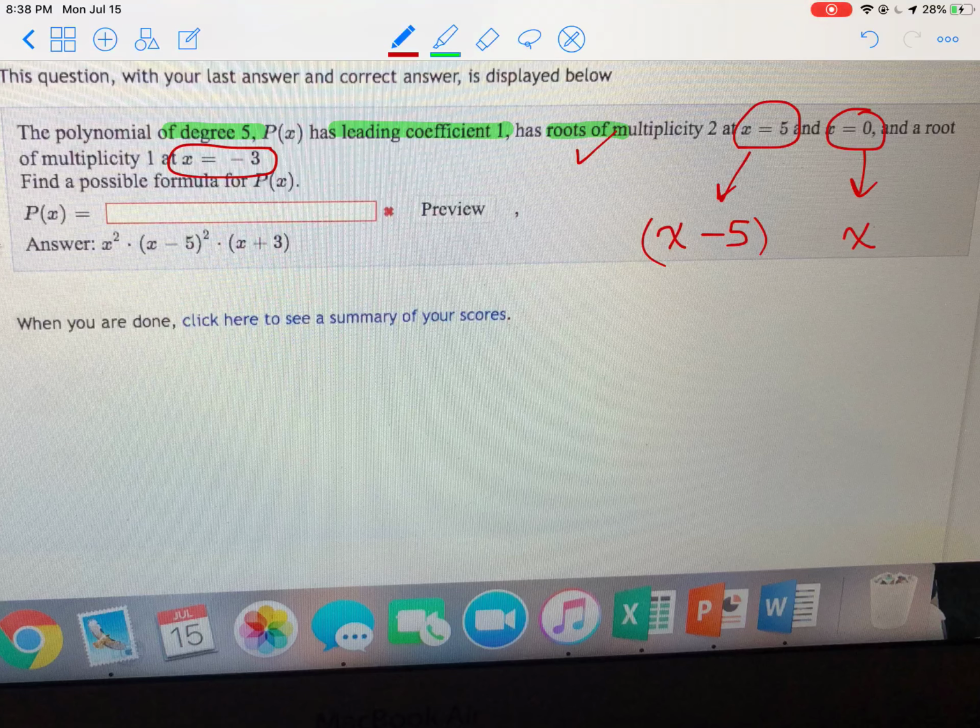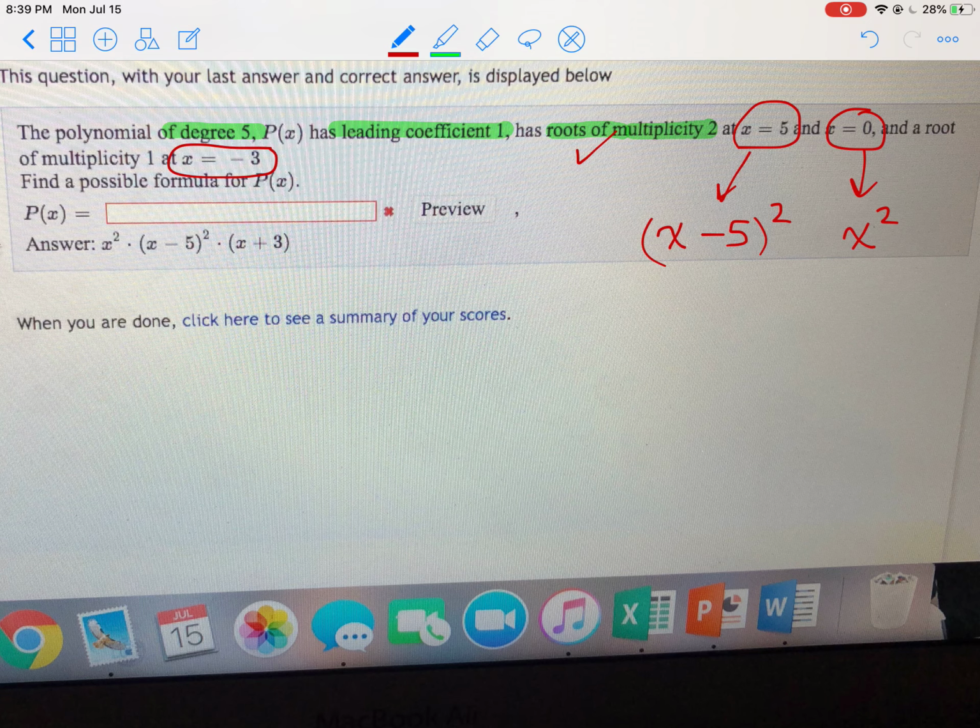And both of these factors have multiplicity 2, right? So what that means in this case is that each factor would be raised to the power 2. So you have x minus 5 squared and also x squared.